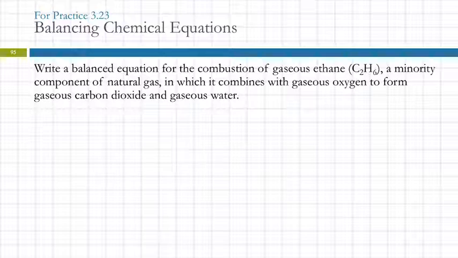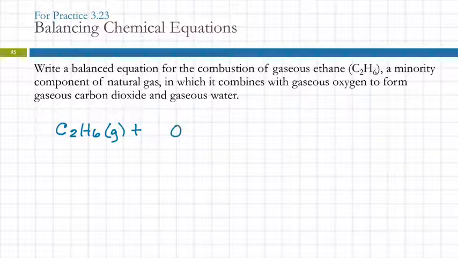Let's do another one. Balanced equation for the combustion of gaseous ethane, a minority component of natural gas, in which it combines with gaseous oxygen to form gaseous carbon dioxide and gaseous water. A whole lot of gas going on there. So first we write the formulas. So ethane is given C2H6, and that's a gas. And that's reacting with what? Oxygen. So I've got oxygen. Is oxygen a diatomic element? Yes, it is. So I need to write O2 there.